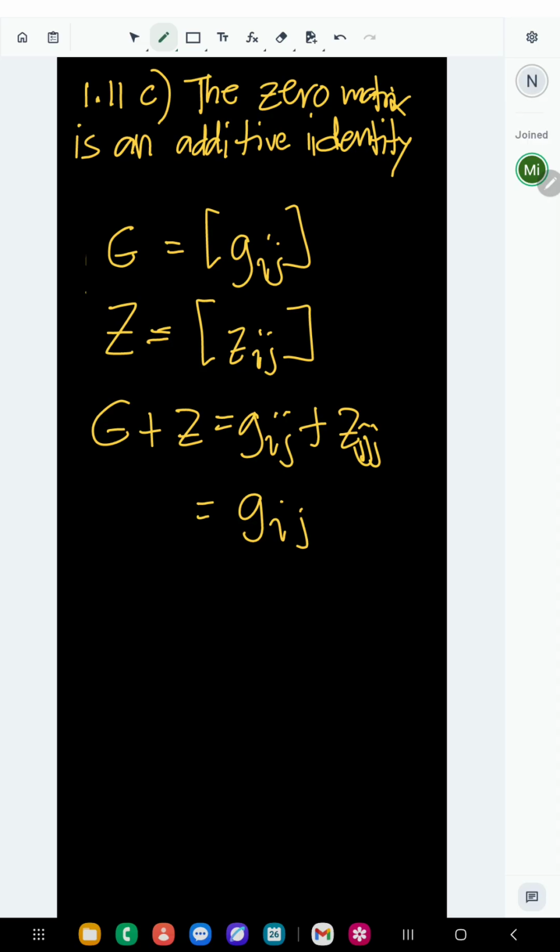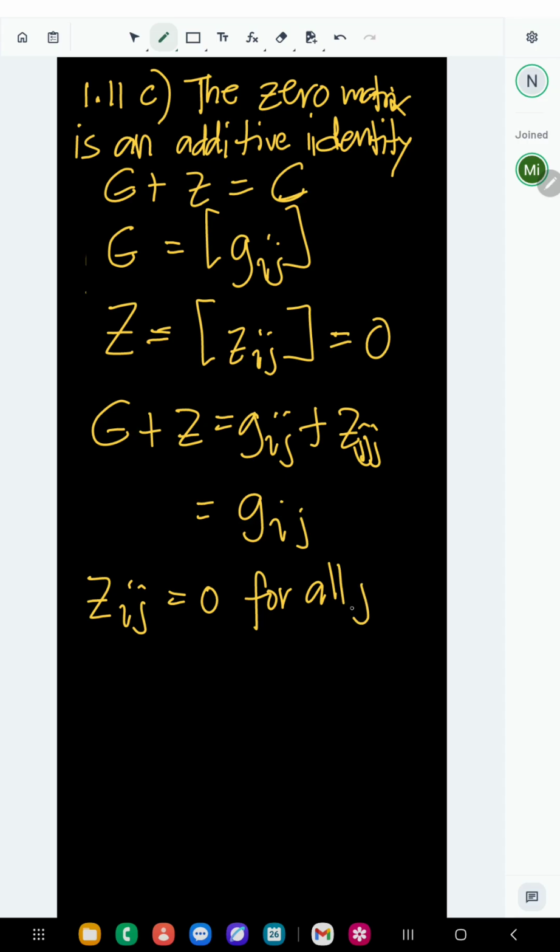You should do it like this, because you need to prove that the zero matrix is an additive identity. G plus Z equals G. So you need to define that Z is equal to 0. You forgot that. Yeah. So that's Z sub ij equals 0 for all i, j components. That one. Okay. But you did it correctly.